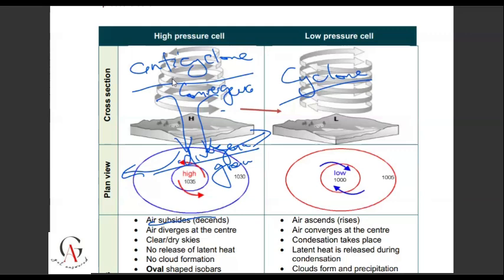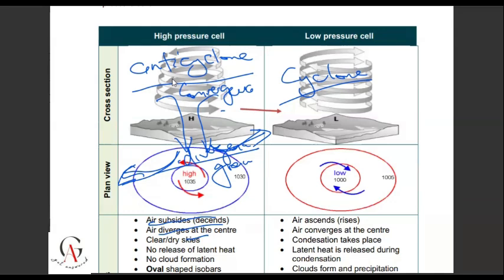And it says the air diverges at the center. We've talked about that. The air is diverging here, going into different directions. It sinks, it meets in the upper atmosphere and it goes down. And as it goes down, it diverges in the lower atmosphere. We have clear or dry skies. That is typical of an anticyclone. When we're having anticyclonic conditions, we have clear conditions. We do have clear skies or dry skies.